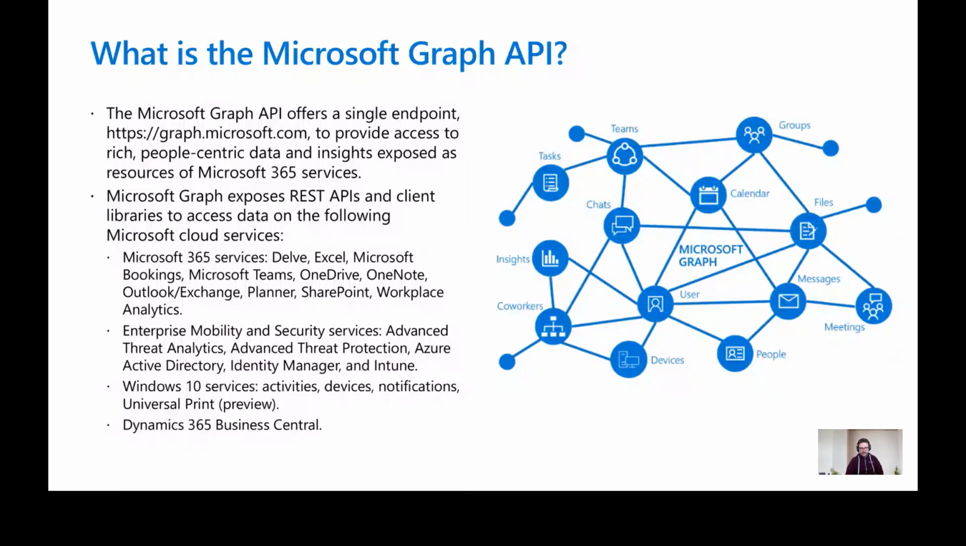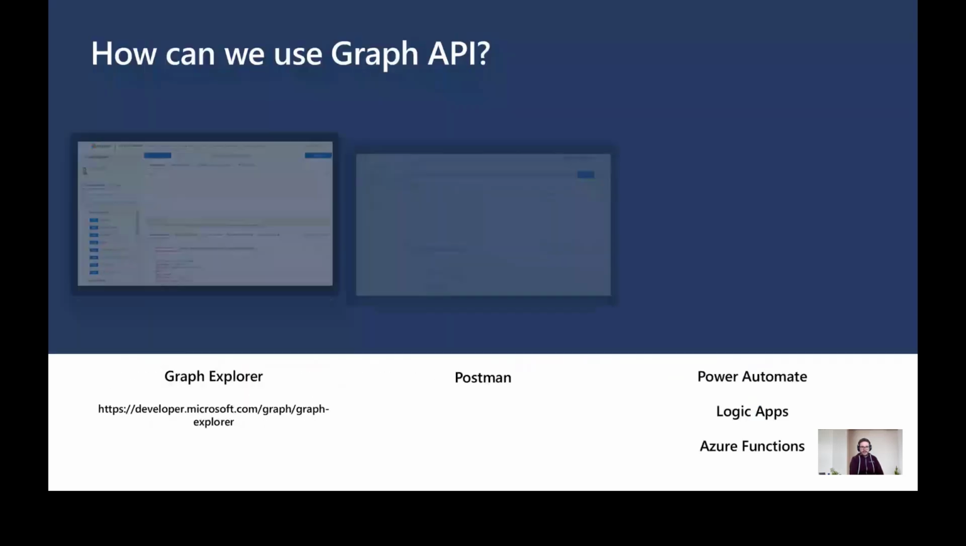So what is Graph API? Let's start with that, because that's one of those building blocks. Essentially, Graph API is a world of APIs on the Microsoft 365 side of things. With Graph API, we can access things such as Excel, Delve, Bookings, Planner, SharePoint, Business Central, even Windows 10 stuff. So Graph API essentially opens the doors to the world of Microsoft 365 so that we can create, update, and delete data in it. That's Graph API in a nutshell.